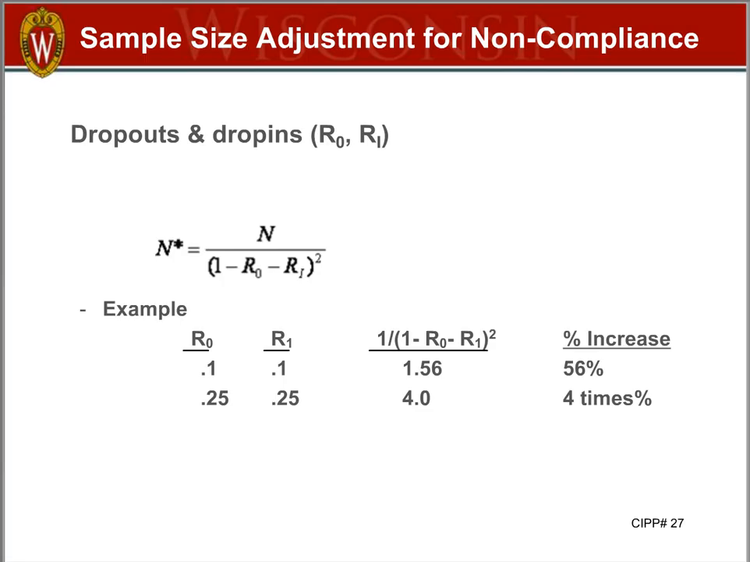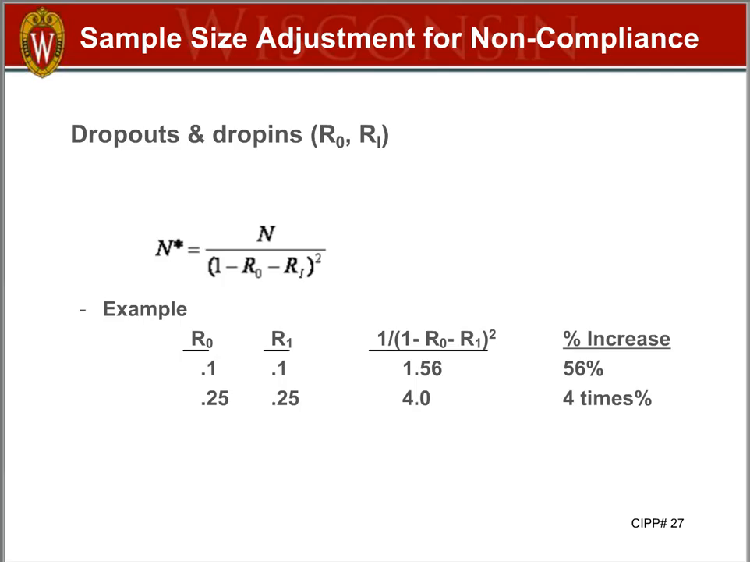Just in a sort of a rough approximation, what's the impact of that non-compliance? Well, I won't, again, take the time to derive the formula, but in the middle here of this slide, it says that the n star, the adjusted sample size, is a function of the ideal sample size by these two non-compliant rates, R sub 0 and R sub I, for the control arm and the intervention arm. If, for example, a 10% non-compliance in the control arm, R sub 0, and a 10% non-compliance in the treatment arm, R sub 1, then the impact of that would be that you would have to increase your sample size by 56% to compensate for this dilution.